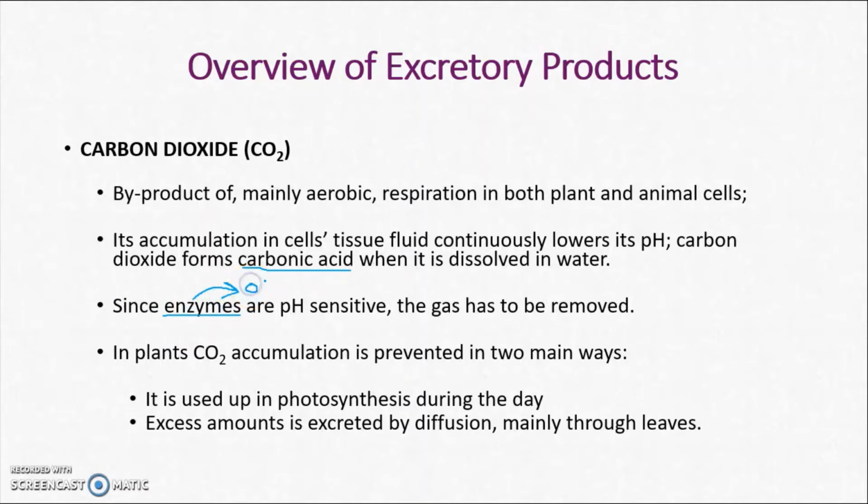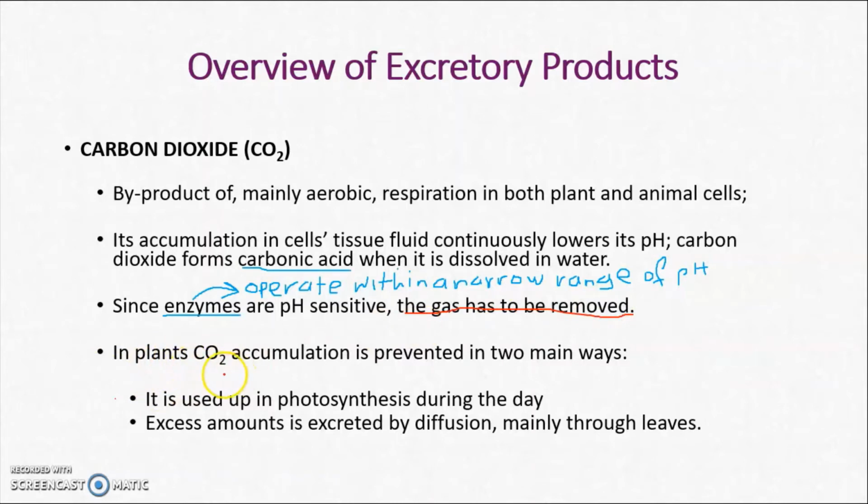Enzymes operate within a narrow range of pH. In most mammals, this narrow range of pH is around neutral, or pH 7. And because enzymes are so sensitive to pH changes, the gas has to be removed from the body. In animals, the gas is removed through exhalation, or lung exhalation.